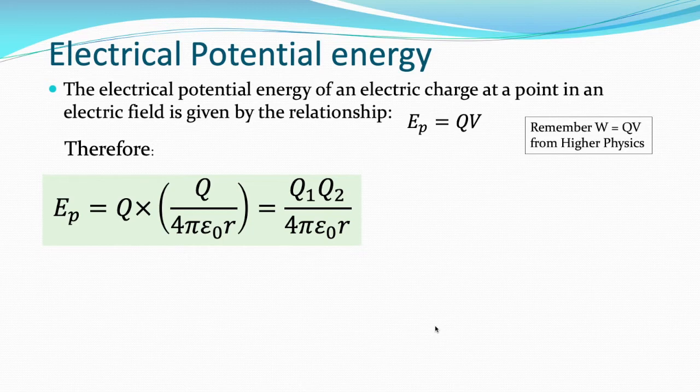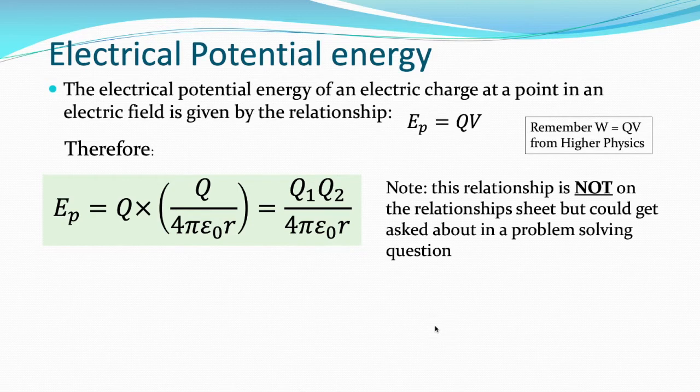And don't forget, you can still use that shortcut of 9 times 10 to the 9 for 1 over 4 pi E naught. The potential energy relationship is not on your relationship sheet, but you could get asked about it in a problem solving question. So as long as you know that potential is the work done in moving a unit positive charge from infinity to a point in an electric field, then you can apply that to any charge that is placed at any location in an electric field.